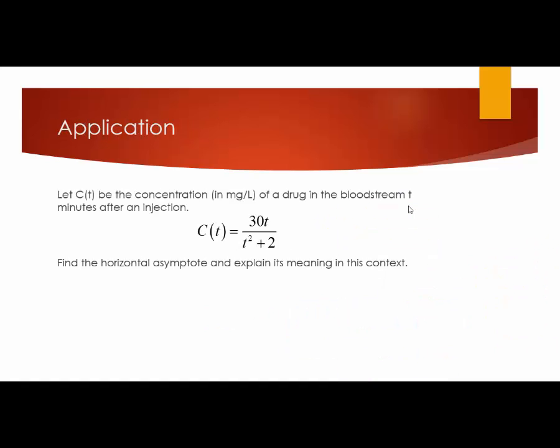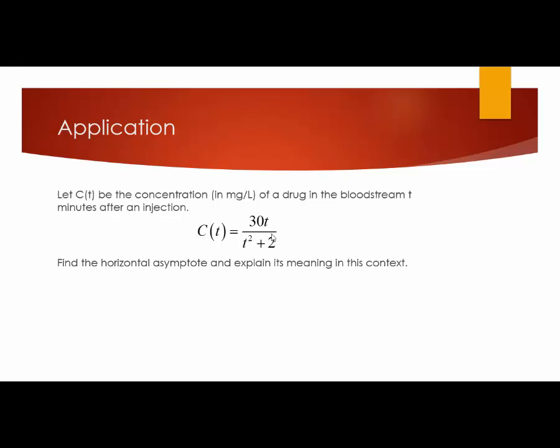I do want to do one application before we're done. C of T is the concentration in milligrams per liter of a drug in the bloodstream T minutes after an injection. And here's an equation for C of T. It is a rational function. Let's just find the horizontal asymptote and explain its meaning.